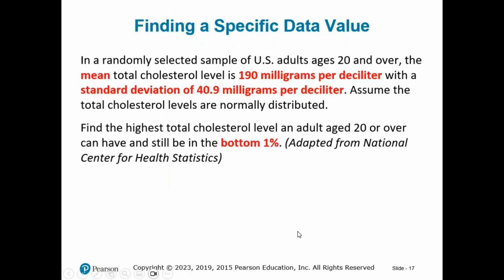In a randomly selected sample of U.S. adults ages 20 and over, the mean total cholesterol level is 190 milligrams per deciliter with a standard deviation of 40.9 milligrams per deciliter. Assume the total cholesterol levels are normally distributed. Find the highest total cholesterol level an adult age 20 or over can have and still be in the bottom 1%. So as before, let's remember the numbers they're giving us. Mean is 190 milligrams per deciliter. Standard deviation is 40.9 milligrams per deciliter. And we want the highest and still be in the bottom 1%.